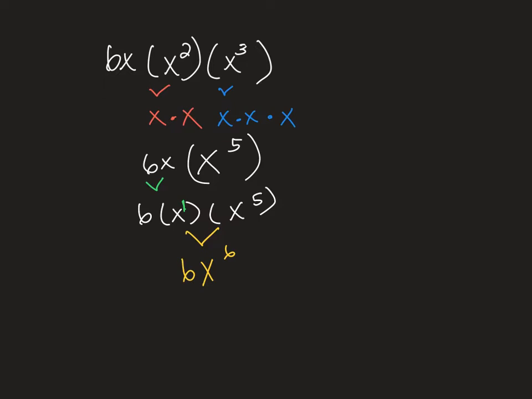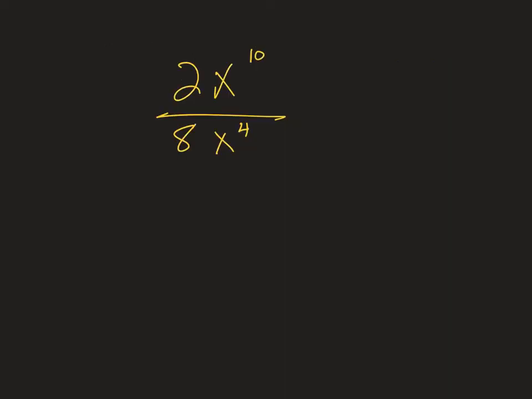This rule on your table sheet is known as the product of powers. And that basically means that if the variables are the same, you can just add their exponents together. And product means multiplying. So when I'm multiplying, if the variables are the same, you just add the exponents together.